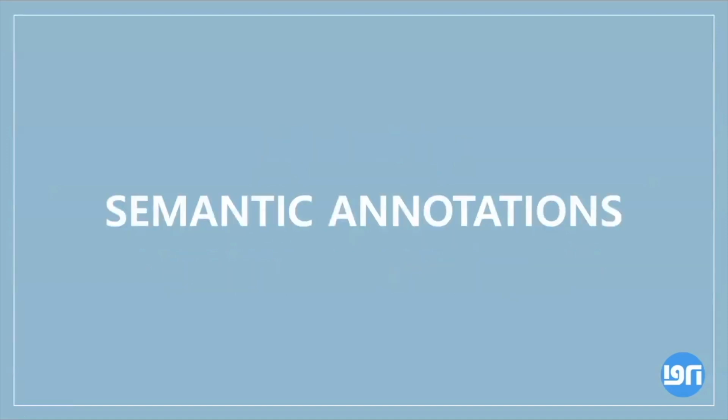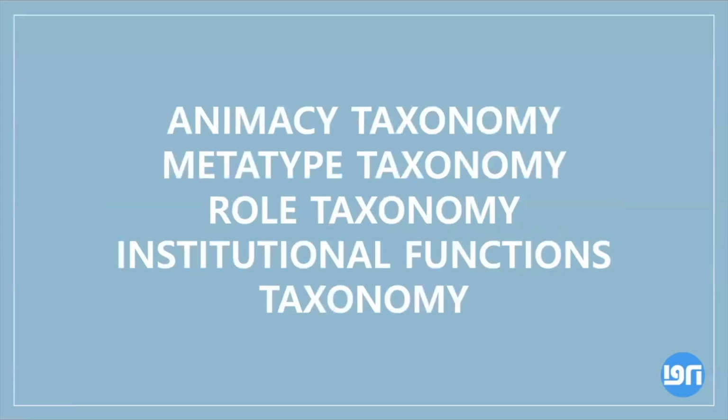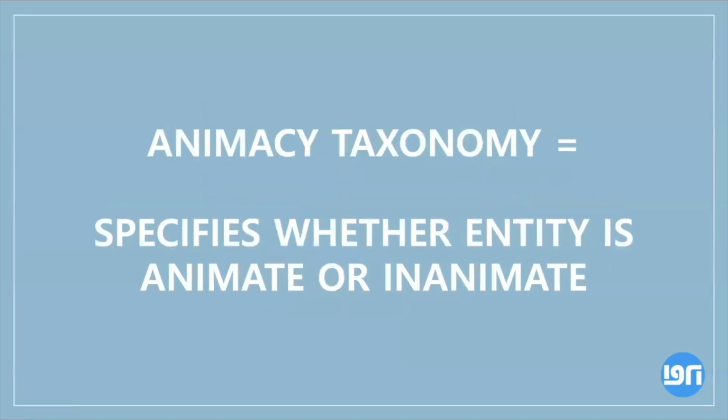IG Logico introduces semantic annotations intended to extract deeper levels of meaning than are available through the kind of structural analysis done in IG Core or IG Extended. IG Logico introduces 4 kinds of taxonomies: animacy taxonomy, metatype taxonomy, role taxonomy, and the institutional functions taxonomy. The animacy taxonomy specifies whether an entity referenced in a syntactic component is animate, like a person, or inanimate, like a document or a concept. It allows for distinguishing between relationships involving animate actors and those involving actors and inanimate objects or an idea.